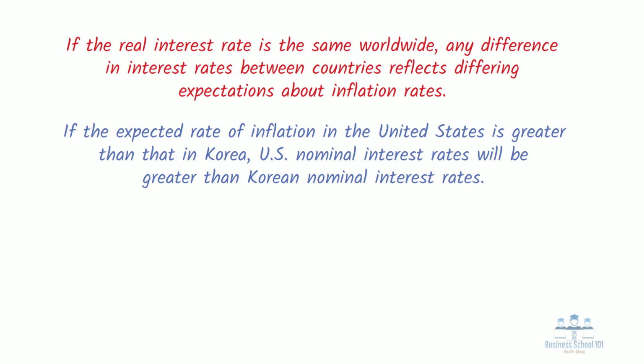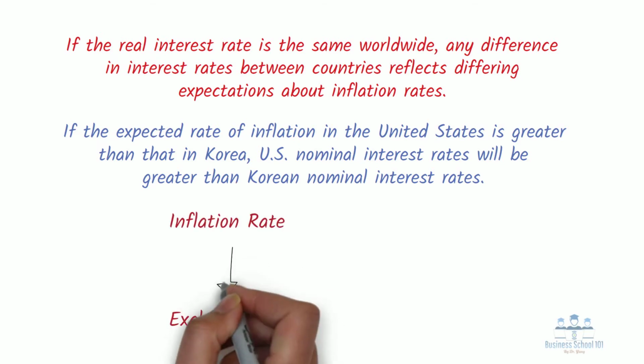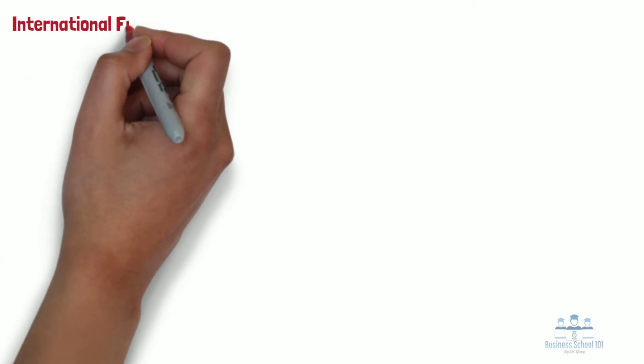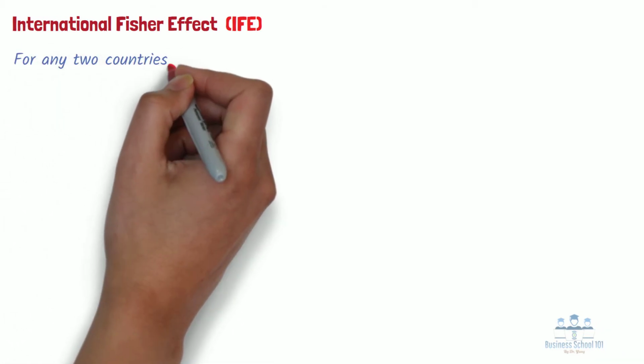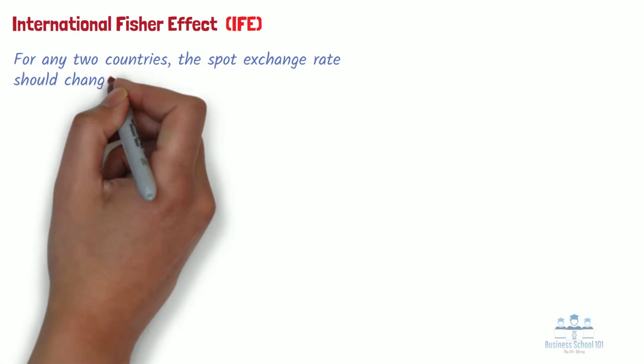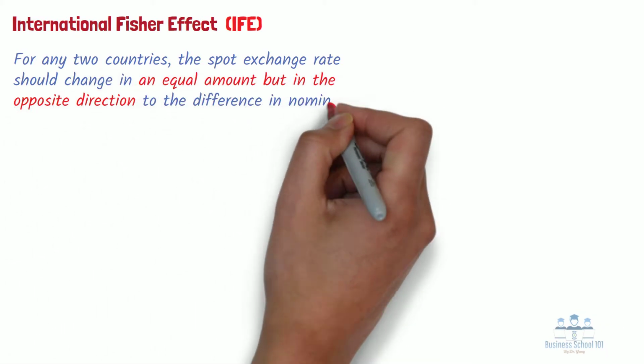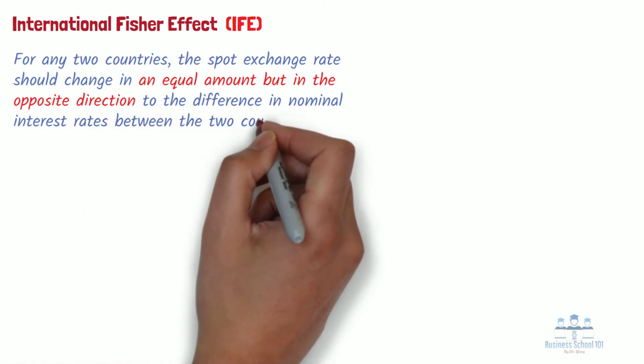Since we know from PPP theory that theoretically there is a link between inflation and exchange rates, and since interest rates reflect expectations about inflation, it follows that there must also be a link between interest rates and exchange rates. This link is known as the International Fisher effect, or IFE. The International Fisher effect states that for any two countries, the spot exchange rate should change in an equal amount but in the opposite direction to the difference in nominal interest rates between the two countries.